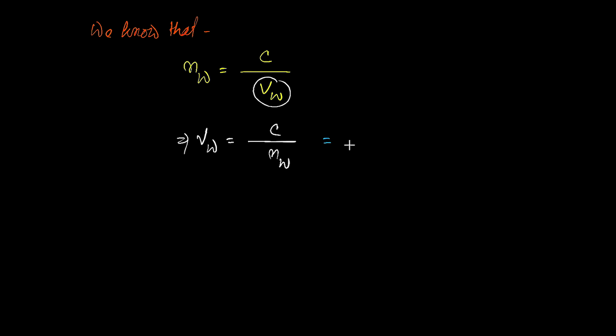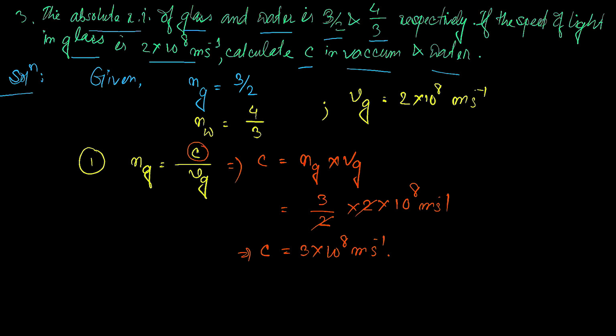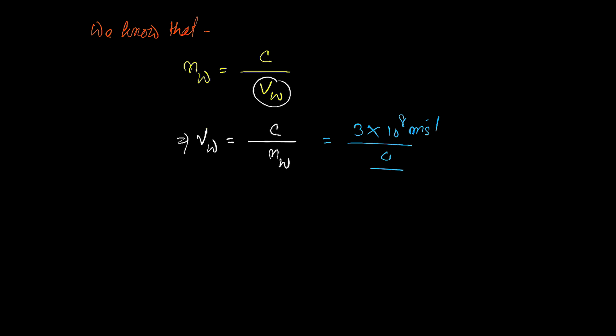So now we'll put down the values. We have got the value of C as 3 into 10 to the power 8 meter per second. And what is that about NW? It is given as how much? You have to check it, right? What is given? 4 by 3. So we'll write it down, 4 by 3. So 3 into 3 by 4 into 10 to the power 8 meter per second. So what is going to be 9 by 4 into 10 to the power 8 meter per second.